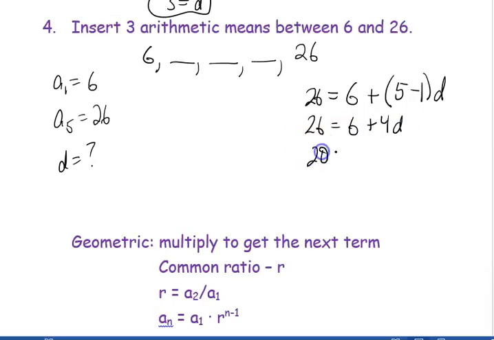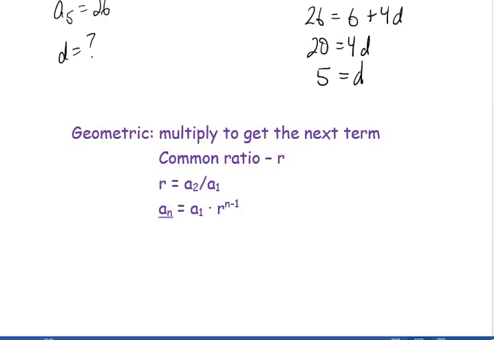Subtract the 6. Divide by 4. Our d is 5. That means I'm adding 5 to get to each of the next terms. So 6 plus 5 is 11. 11 plus 5 is 16. 16 plus 5 is 21.